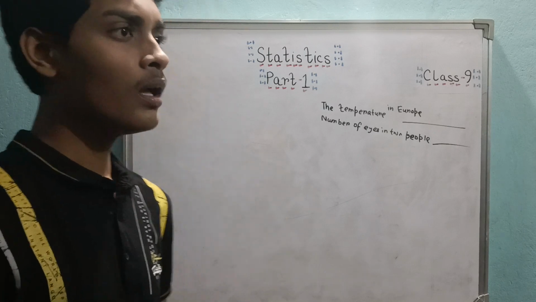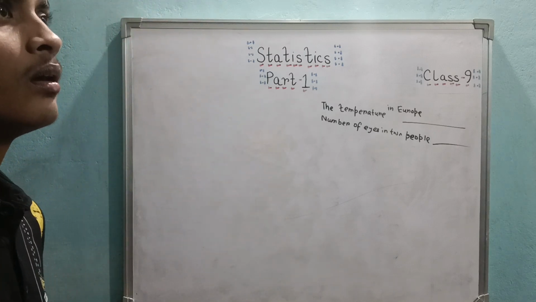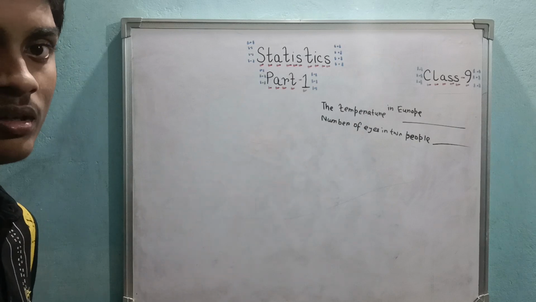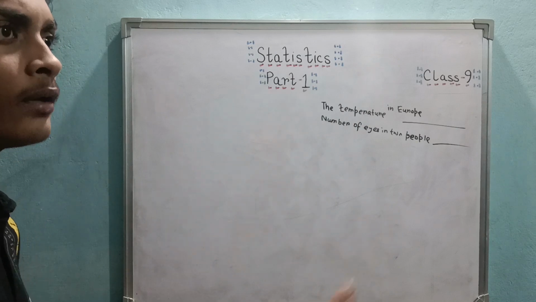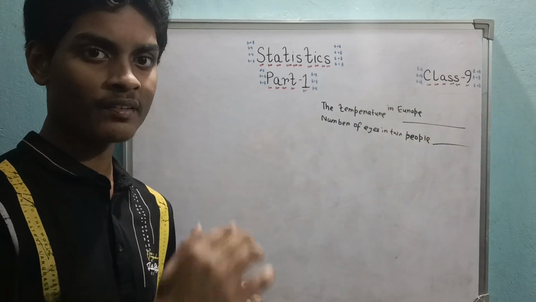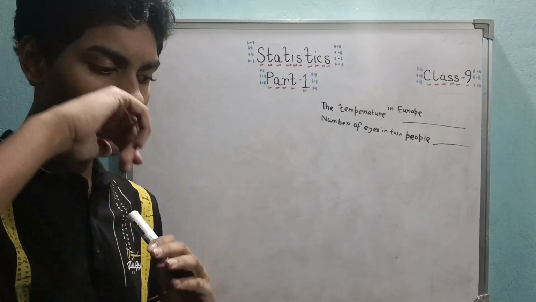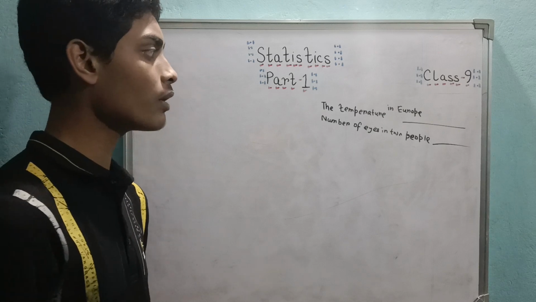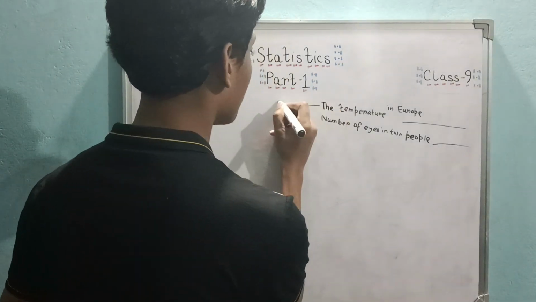Like in my class, the roll numbers range. It's 1 to 40, it's a range, right? So any data value that is in a range and can't be counted as a single value is called continuous data. Remember this.